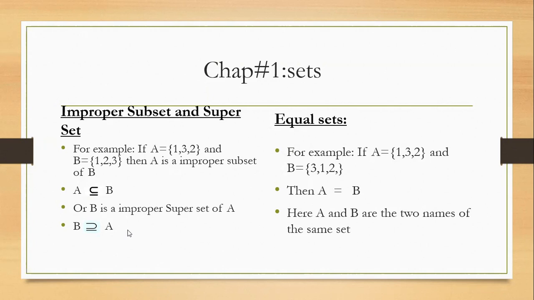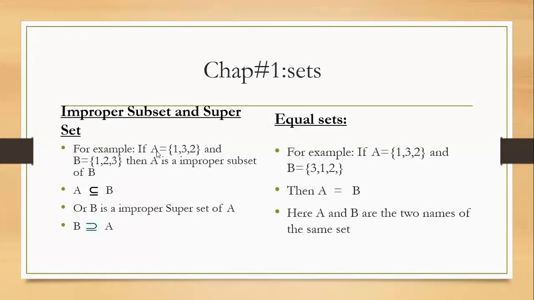Now let's discuss its definition. Set A is the improper subset of B if every element of set A is an element of B, and every element of set B is an element of set A. Then we can say that set A is the improper subset of B, and set B is the improper superset of set A. What is the difference between proper and improper?